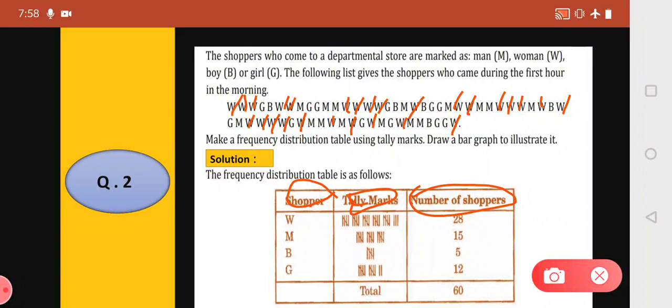So we have to write the tally marks. You know that for representing tally marks, we first make 4 vertical lines, and the fifth one as a cross line over those four vertical lines. So 5 such lines represent a frequency of 5. You can see 5, 10, 15, 20, 25 and 3 more, that is 3 vertical lines you have to make. So the frequency of woman is 28.